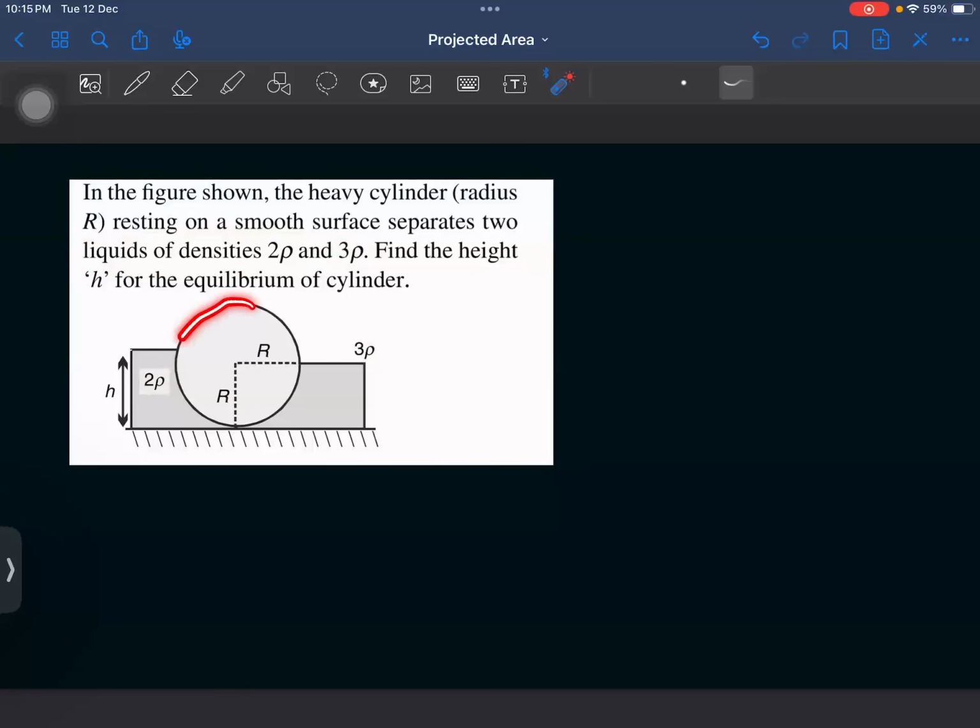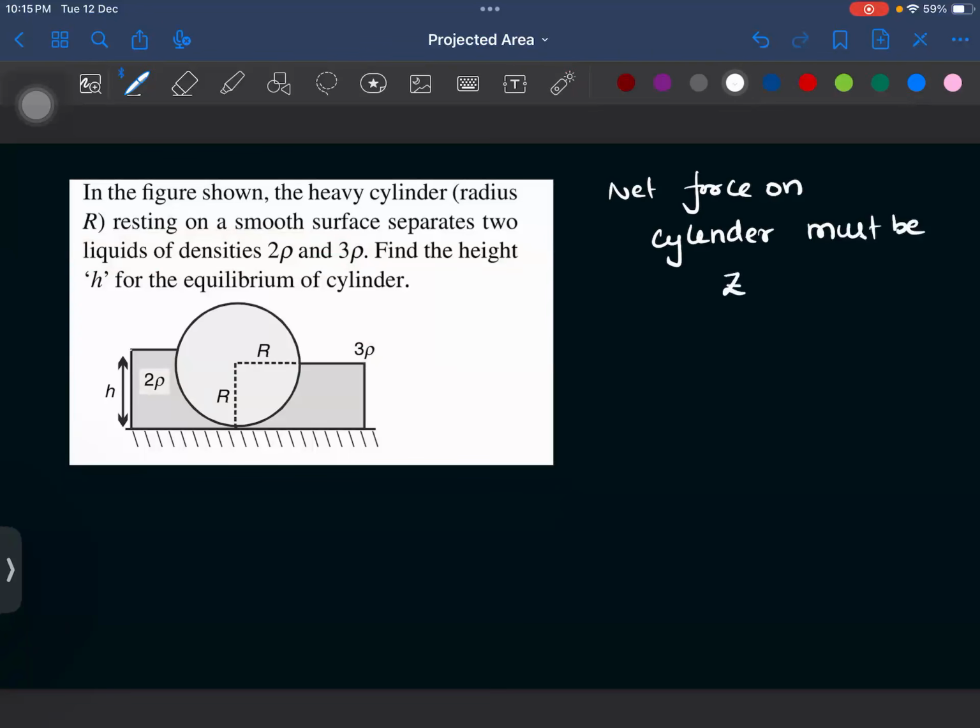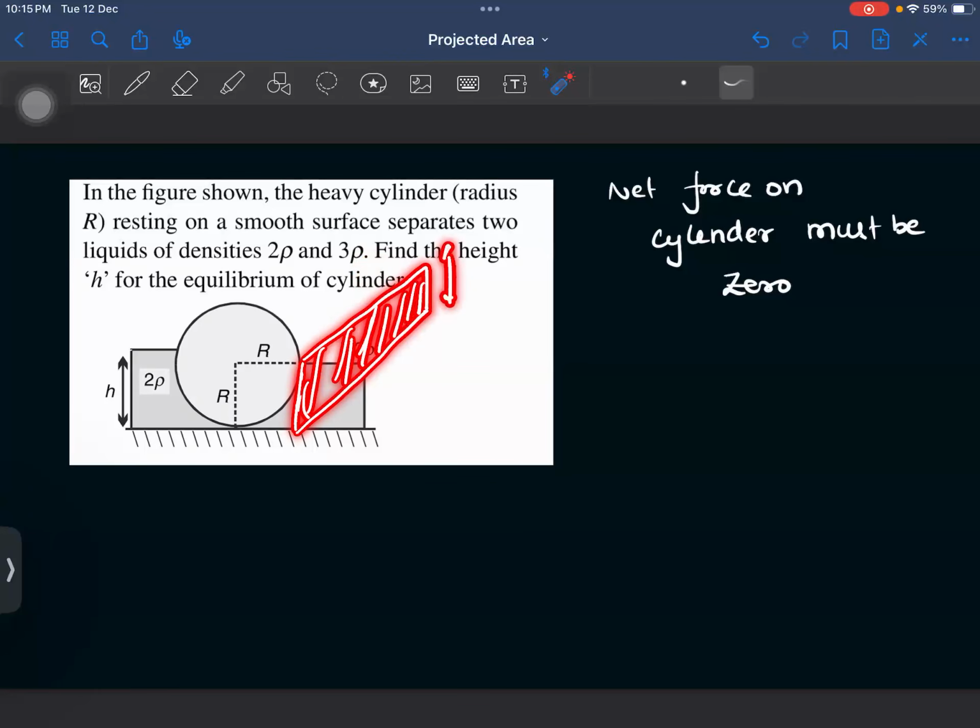Now students, here since this cylinder is in equilibrium, the net force on the cylinder must be 0. So all we need to do is to find out the force due to this 3 rho liquid and due to this 2 rho liquid. Now to imagine this particular case, this is a cylinder which is extending backwards to a length L. So what will be the projected area? The projected area, dear students, will be somewhat like this, kind of a huge rectangle of depth R.